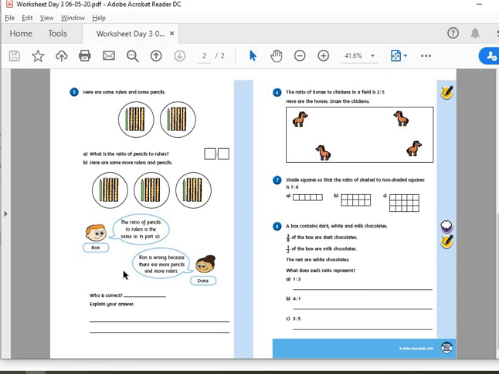Ron says the ratio of pencils to rulers is the same as part A. Dora says Ron is wrong because there are more pencils and more rulers. Who is correct? So thinking about it in detail, does the ratio change the more there are, or does it not?